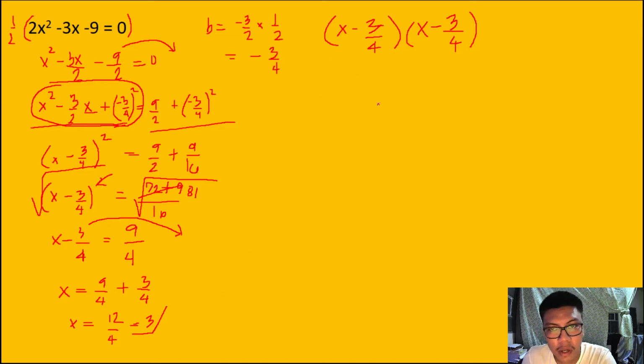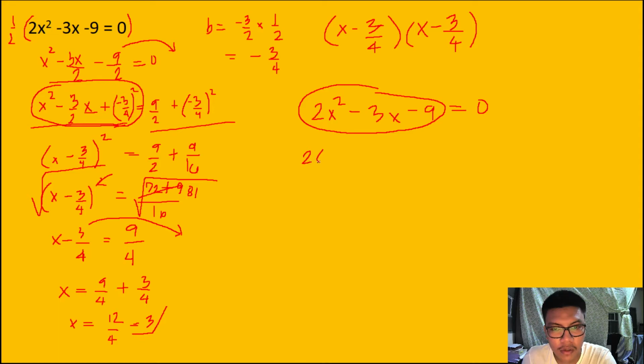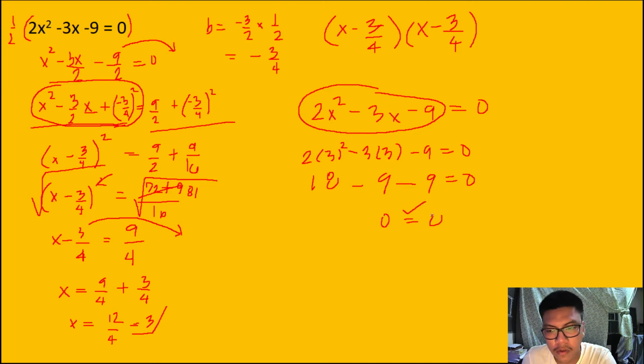So, para malaman mo kung tama yung sagot mo, palit natin, ano? So, we have 2x squared minus 3x minus 9 is equal to 0. So, dapat mag-equal sila, no? So, mag-equal sa 0. So, palitan natin yung x. So, 2 times 3 squared minus 3 times 3 minus 9 is equal to 0. So, 2 times 3 squared, that is 18 minus 9 equals 0. So, we have 18 minus 9, that is 0 is equal to 0. So, nag-equal sila, no? Ibig sabihin, tama yung sagot mo na 3.